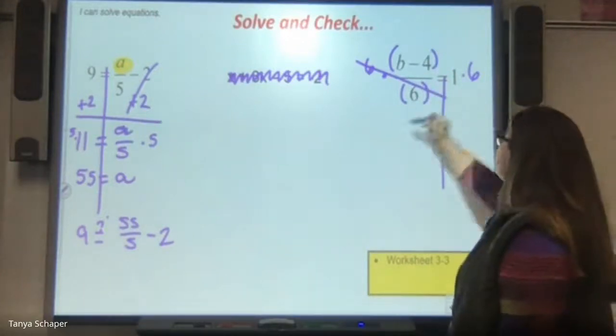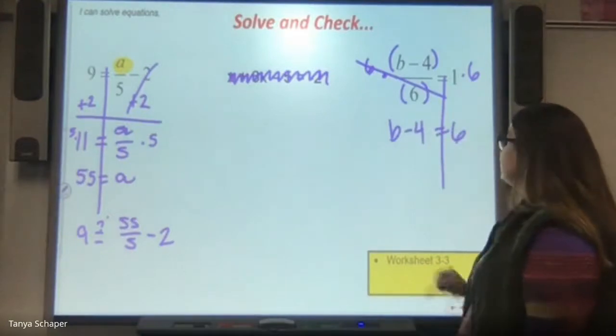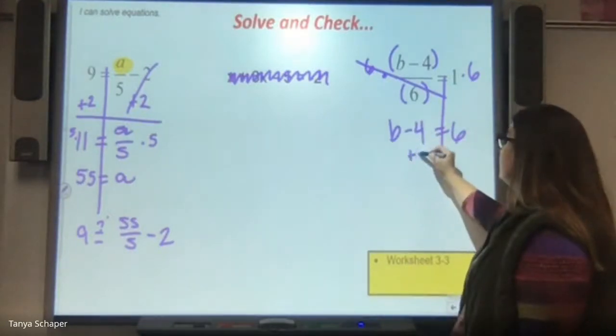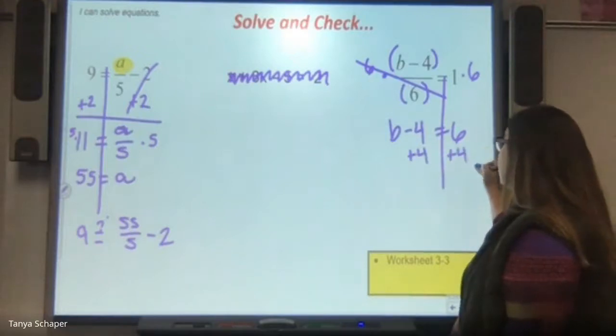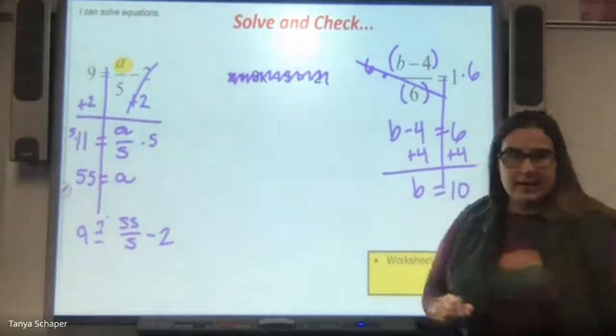So I'm multiplying both sides by 6. So b minus 4 equals 6. Undo subtracting by adding 4 to both sides, and b equals 10.